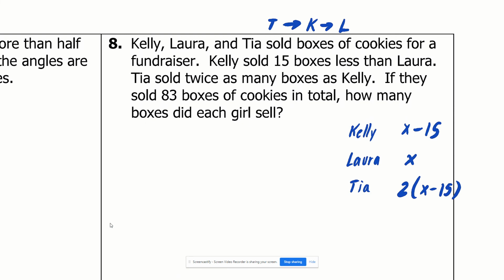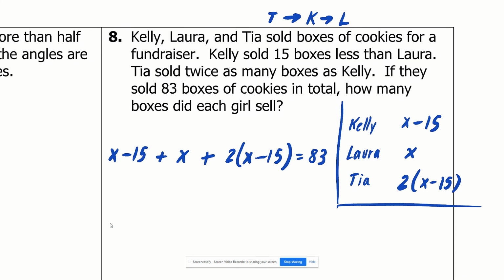Now, what does it say about all 3 of these? If they all sold 83 boxes, what does that mean? If we added them all up, right? They all sold 83. Well, how do I do that? I take each of them and I add them all up. So I take X minus 15 plus X plus 2 times X minus 15, and all of that has to add up to equal 83. Does everybody understand that?